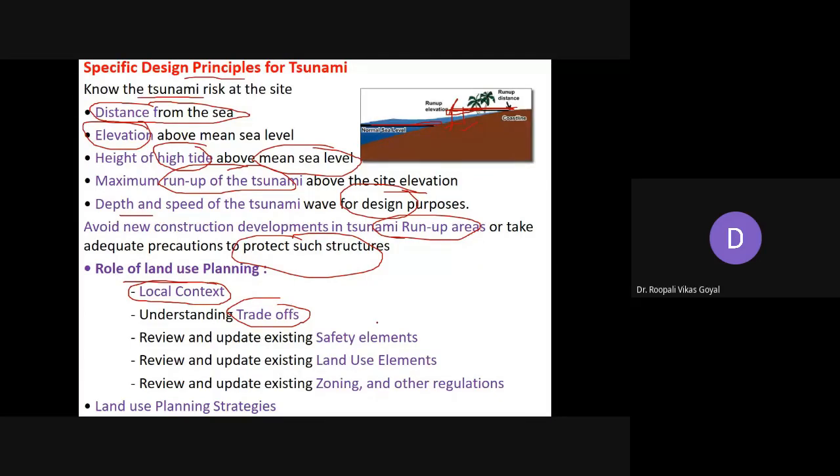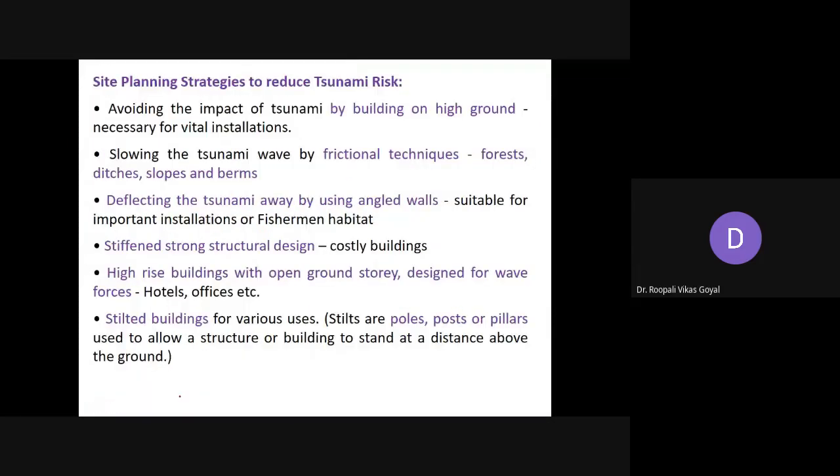Review and update existing safety elements. Whatever safety elements they have should be reviewed and updated. Also these land use elements should be updated. All the zoning, other regulations and land use planning strategies are to be properly reviewed and updated, and only then should the permission be given.